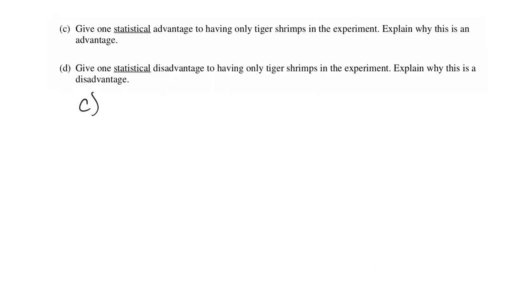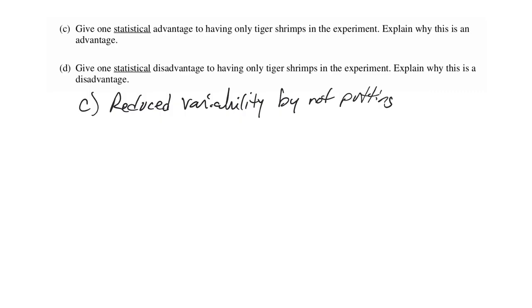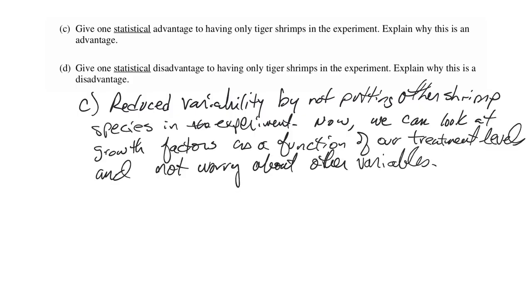Now we've got C and D. Give one statistical advantage to having only tiger shrimps in this experiment, and why this is an advantage. First, we have reduced variability. We've reduced variability by not putting other shrimp species in the experiment.